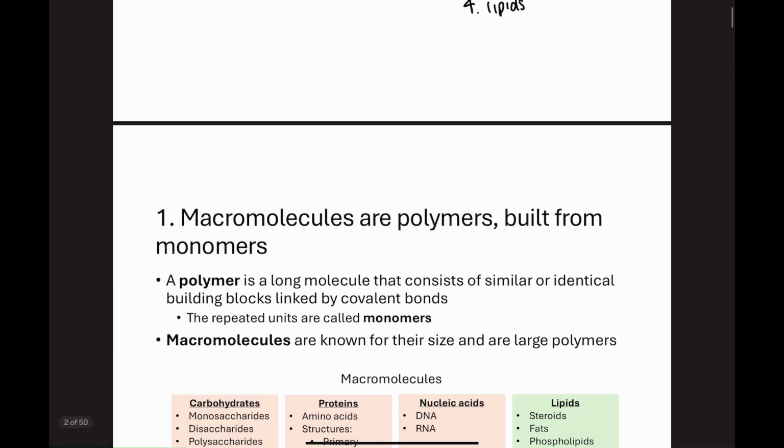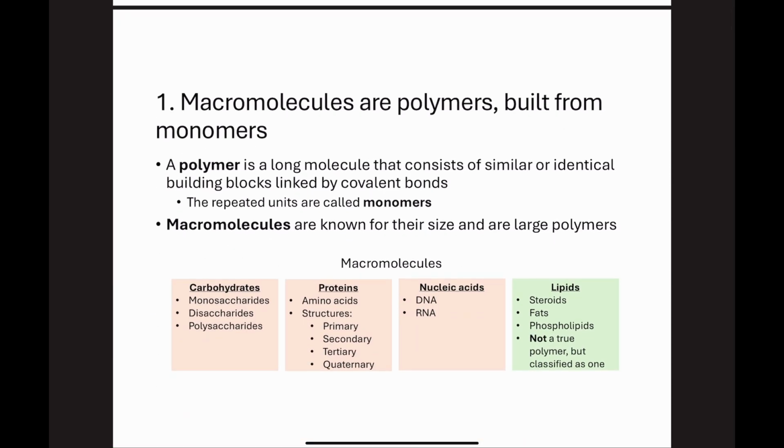So the first thing that we're going to talk about is polymers. Essentially, a polymer is just a long molecule that is going to consist of repeated units, and those repeated units are going to be called monomers. And something important to note is that polymers are linked by covalent bonds. So when we have monomers that come together to form a polymer, they are linked by covalent bonds. And our polymers are essential for life. They form the structural and functional components of cells.